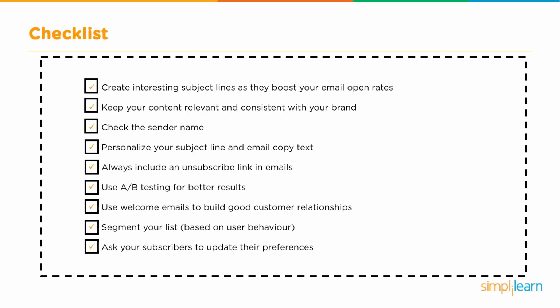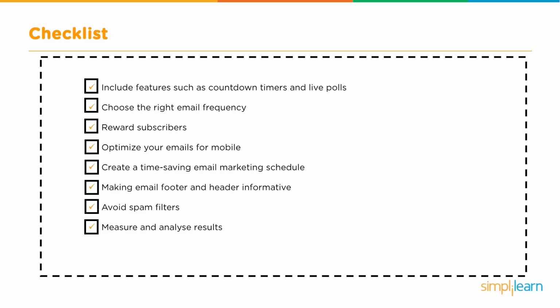Okay, so this is a short checklist. Now we can expand upon this, but these are some of the key items when it comes to email marketing. Some other items on the checklist include features such as countdown timers and live polls. Okay, make it interactive.